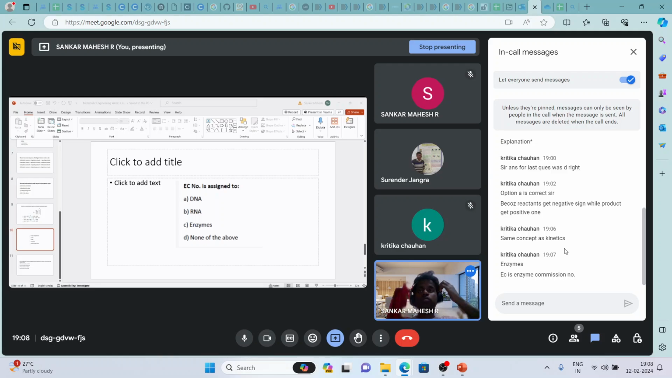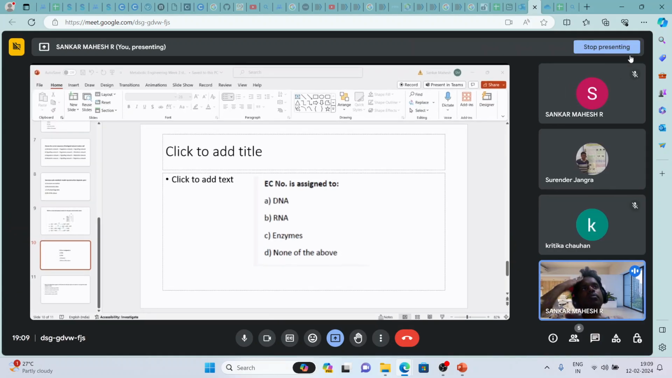Yeah, Kritika. So, like you had mentioned, EC is enzyme commission number. This is assigned based on the kind of reaction an enzyme performs. So, enzymes can be categorized into seven or eight major categories based on the function that they do, like hydrolysis and other such enzymes. There is a website called Brenda.